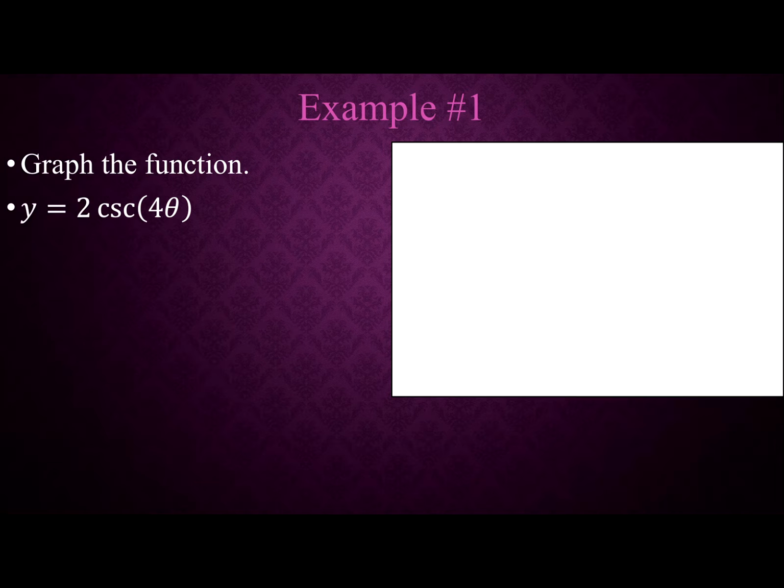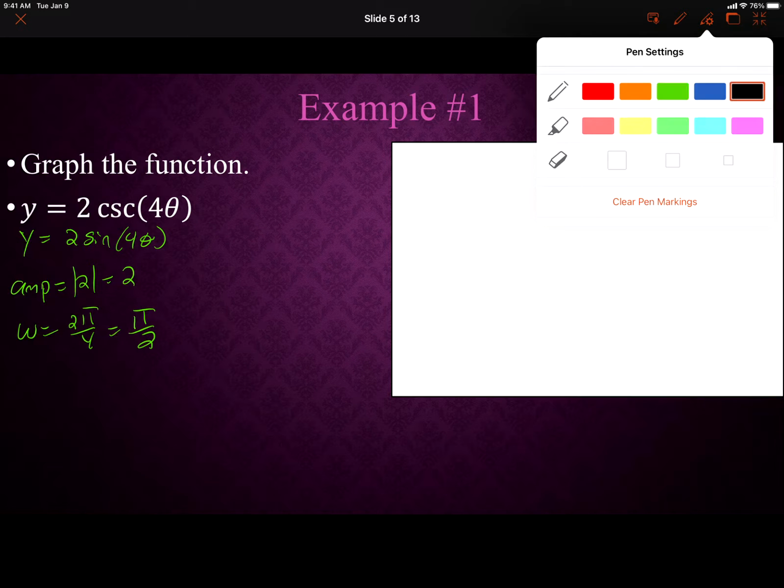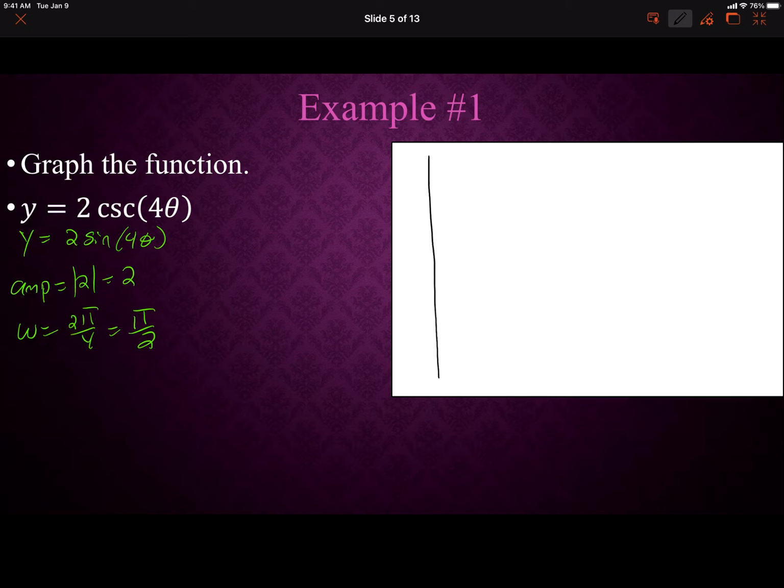So if we have this graph right here, we're going to essentially graph what y equals 2 sine of 4 theta would look like. And then using those points, we'll make the cosecant graph. Because we are talking about sine, we do need to identify the amplitude, which is 2. And our period is 2 pi over 4, which is pi over 2. Again, there's no horizontal or vertical shift going on right now. So we're going up as high as 2, and as low as -2.